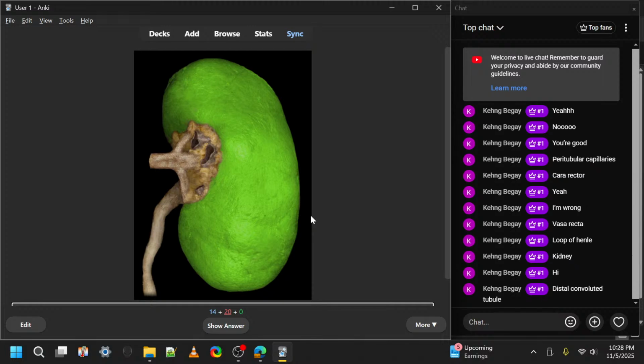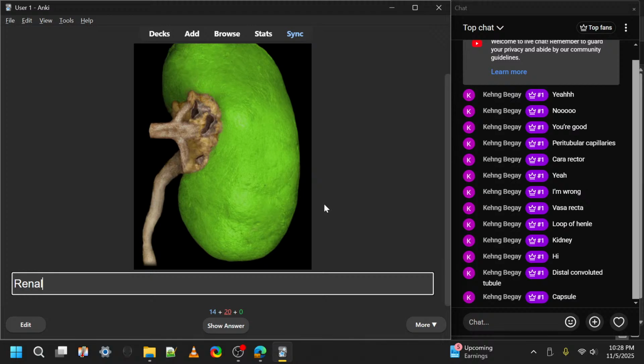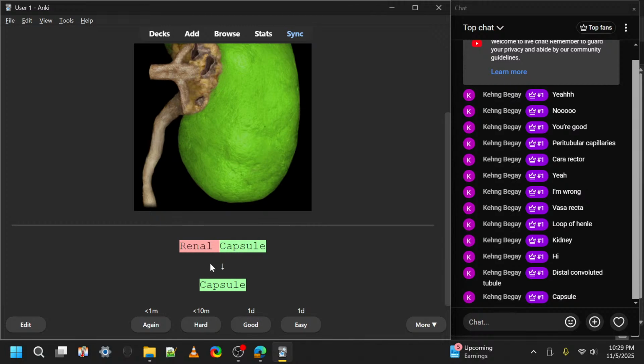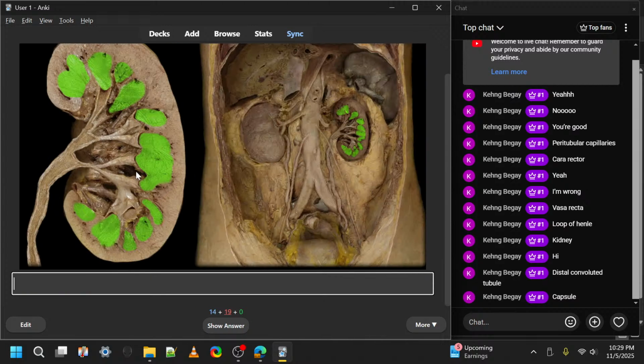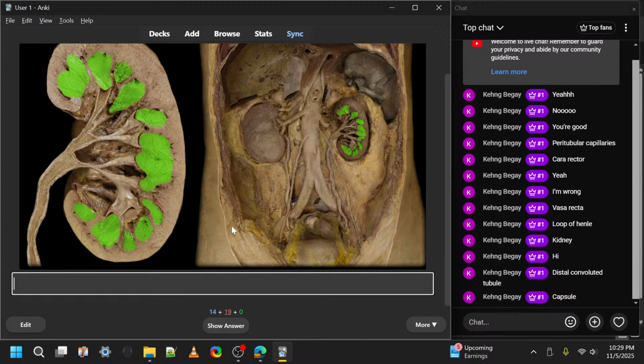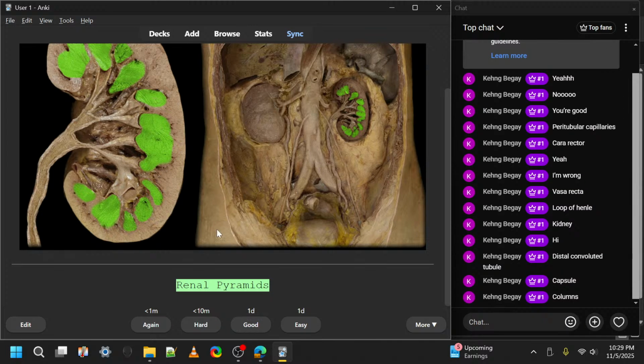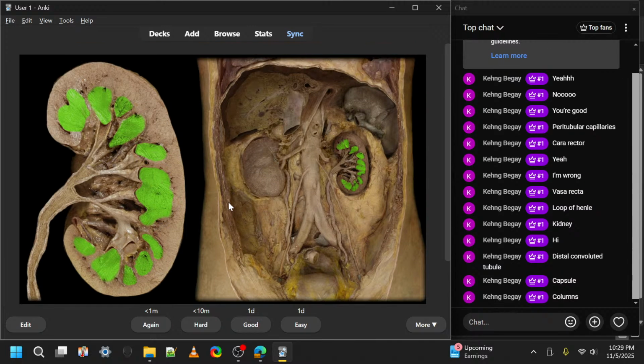Ooh, what is this one? What is this one, King? This is the renal capsule. Ah, yeah. Dang it. Yeah, you already got it. Okay, I'm gonna guess medulla, but it might be the renal pyramids. Wait, no, this is the renal pyramids. I know it is. Pyramids. Yes. Renal columns.